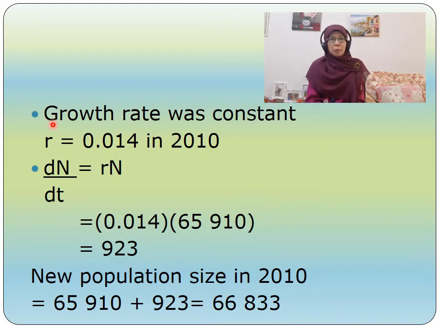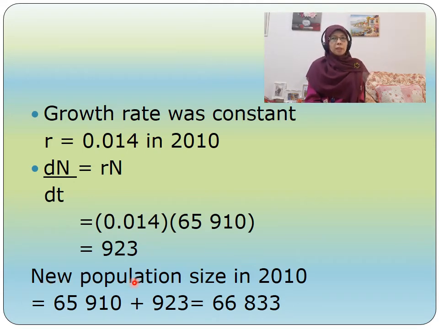Now we're going to calculate the population size in 2010. R is still constant, which is 0.014. So we're still going to use the formula dN/dt equals RN. So R, which is 0.014, times N, the population size. In this case, we're going to take the population size in 2009, which is 65,910. So 0.014 times 65,910 equals 923. That is the population growth in 2010.